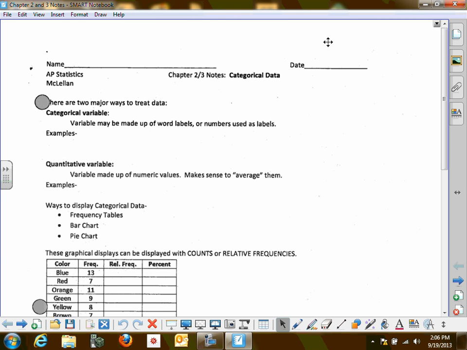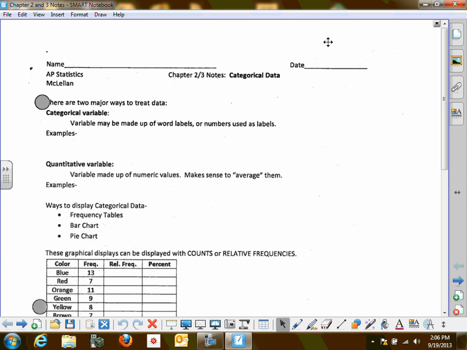First thing I want to do is make your connection from where we've been and what we've been doing to what we're about to do. Because this whole school year, this class is just like one continuous order of what we do in an experimental design of doing a scientific research problem.